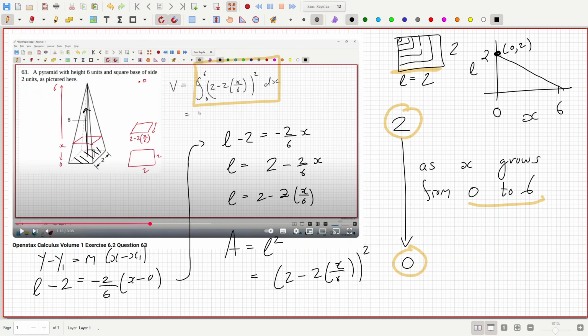So basically in my head, more or less, that's what I was doing. I was trying to arrive at an algebraic expression that would represent the area here shrinking from 2 by 2 to 0.